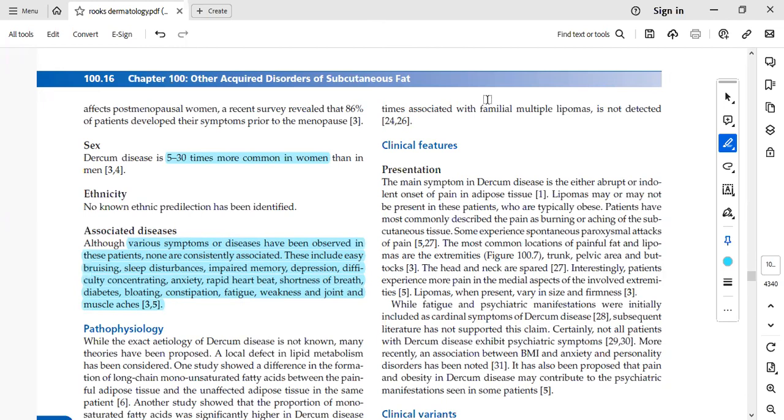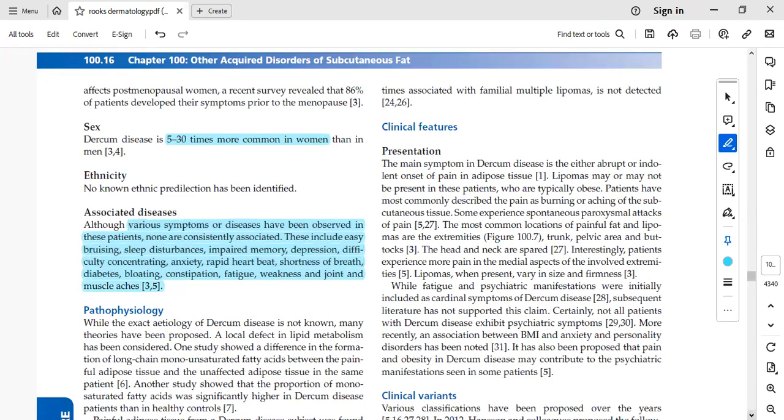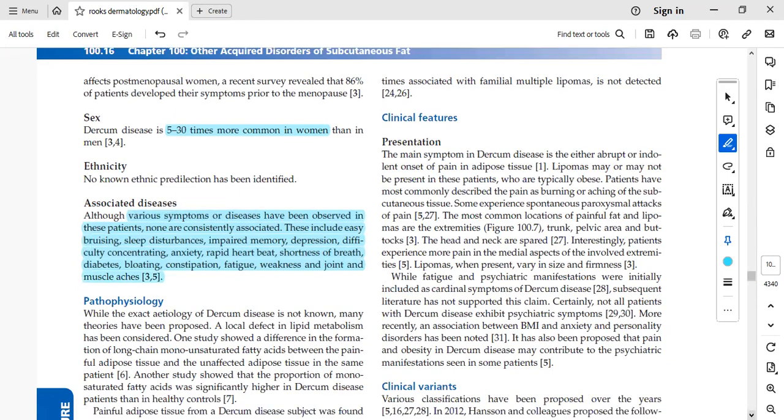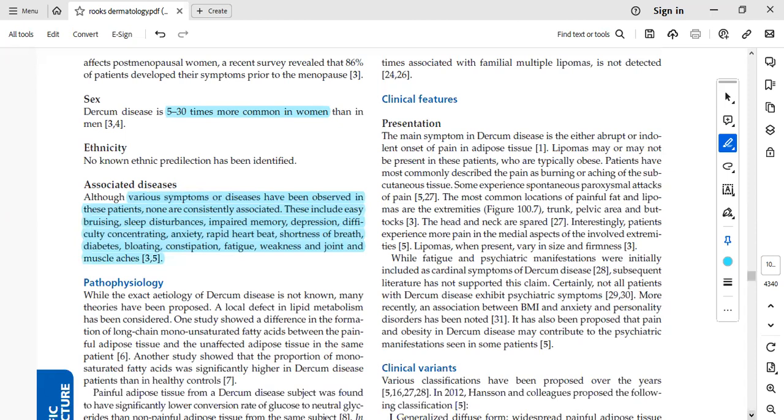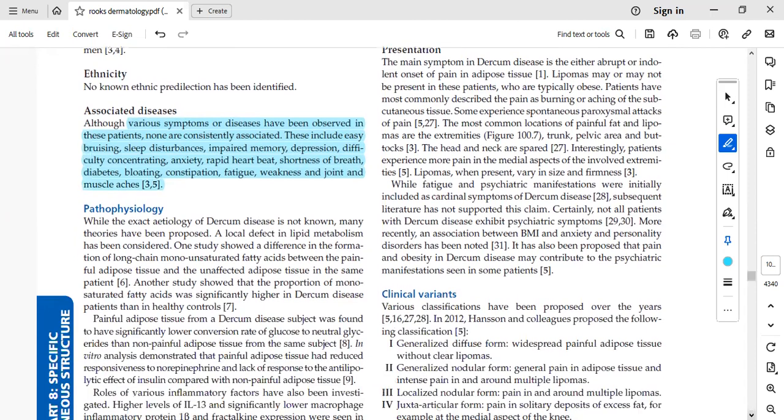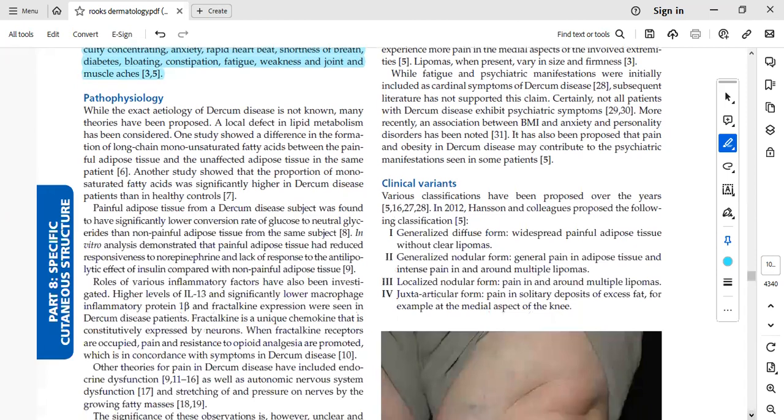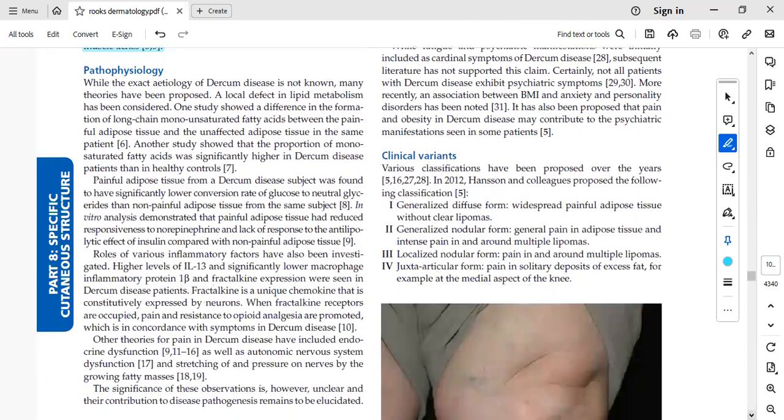The pathophysiology of this disease is also not exactly known. Many theories have been proposed, like that of the BSL. There are some theories regarding this disease also. A local defect in lipid metabolism has been considered. One study showed a difference in the formation of long-chain monounsaturated fatty acids between the painful adipose tissue and the unaffected adipose tissue in the same patient.